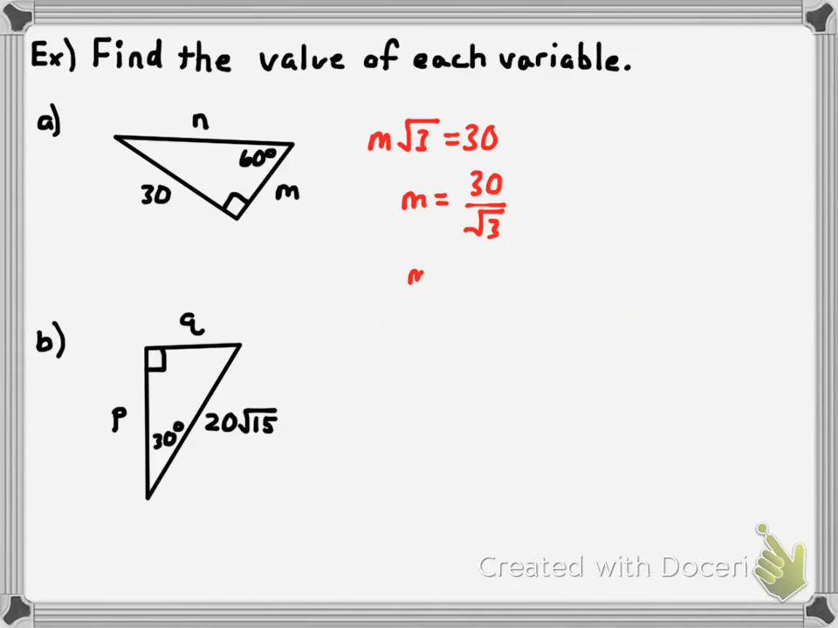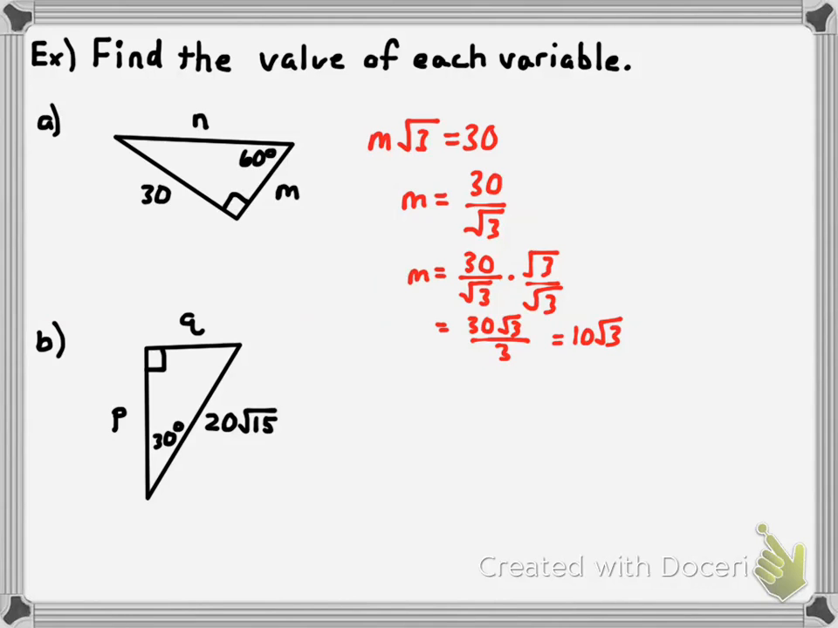And let's go ahead and rationalize our denominator. So we'll multiply the top and bottom by the square root of 3 over the square root of 3. That's going to give us 30 square root of 3 over 3. And then that, since the 30 and the 3 can do some canceling, is going to become 10 square root of 3. All right, so we found the value of m.